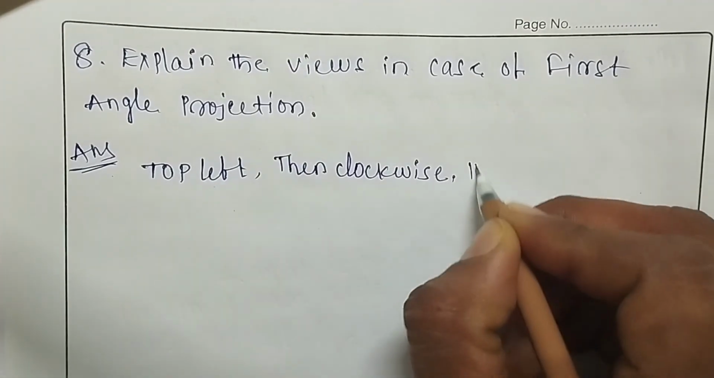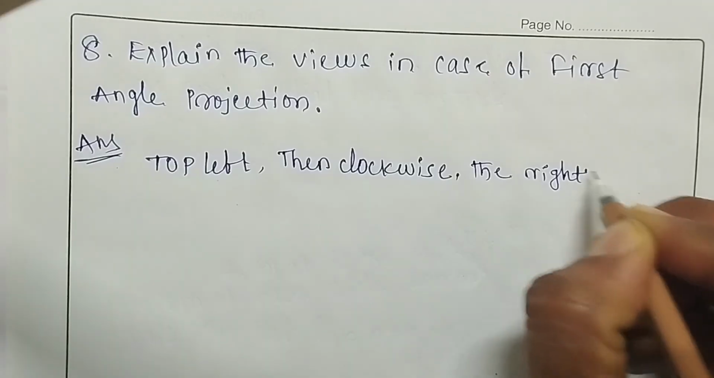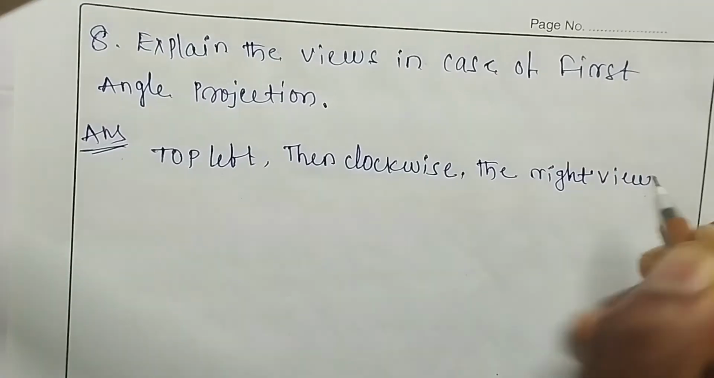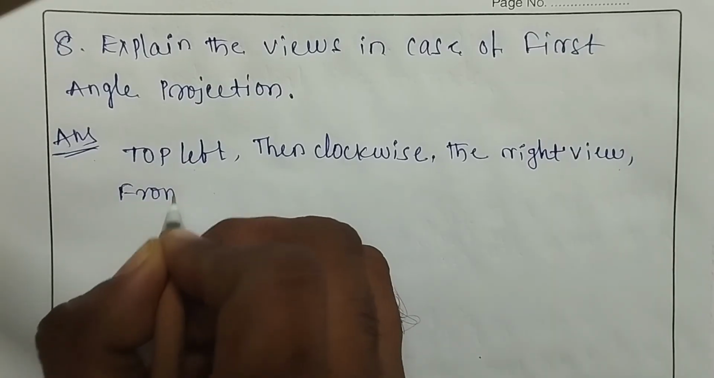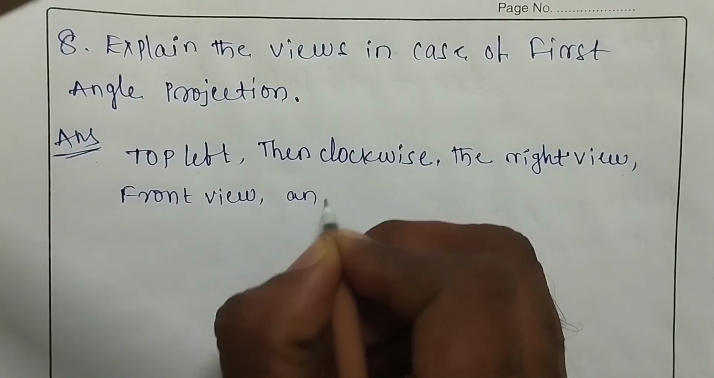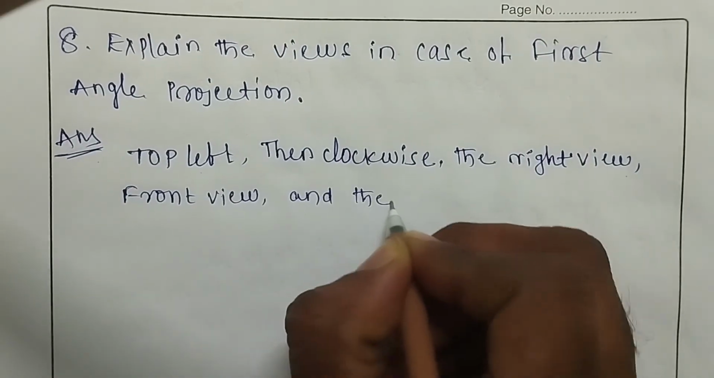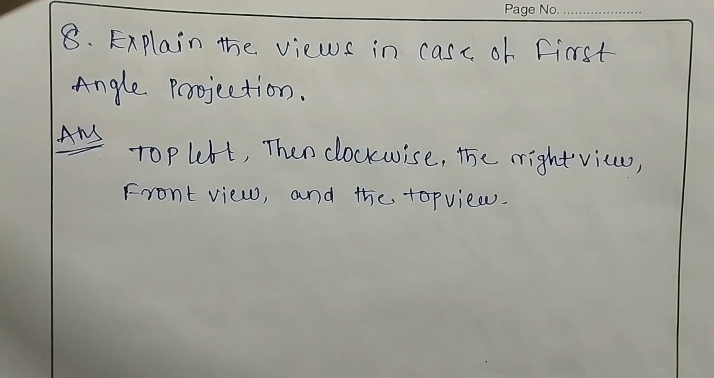then the right view, then the front view, and the top view. This is the sequence order of the views in the case of first angle projection.